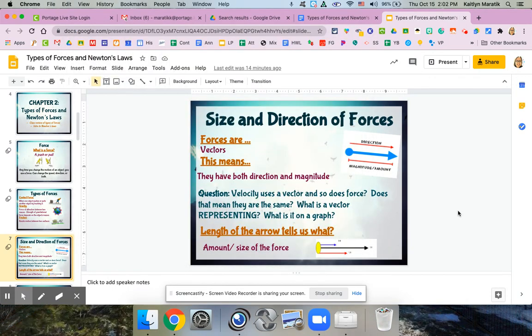Question though, velocity uses a vector, so does force. Does this mean they're the same? What is a vector really representing though? What is it on a graph? Remember, an arrow or a vector is just a mathematical symbol that represents direction and magnitude. Just as Vector, the villain from Despicable Me, tells us, a vector is just a mathematical symbol. It's considered a vector when we talk about velocity because we need both a direction and magnitude. So it's a vector quantity. Force is a vector quantity, meaning we need to have both direction and magnitude.